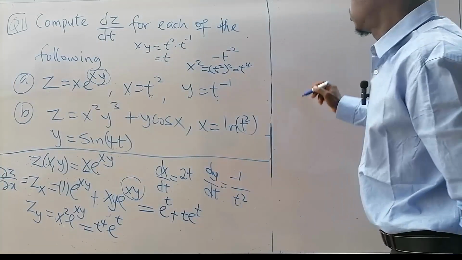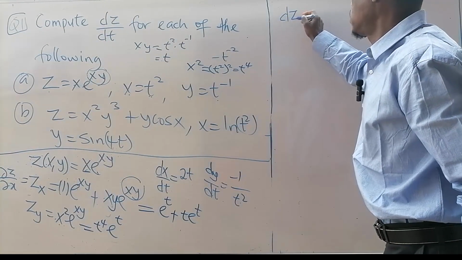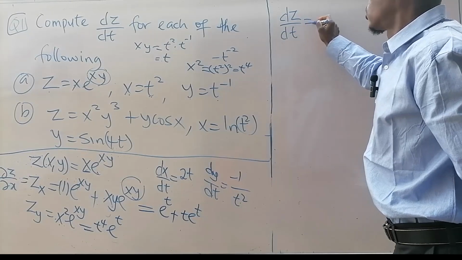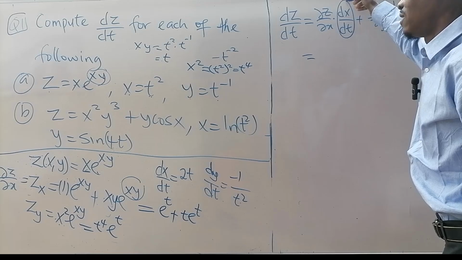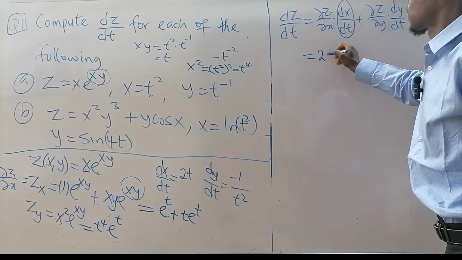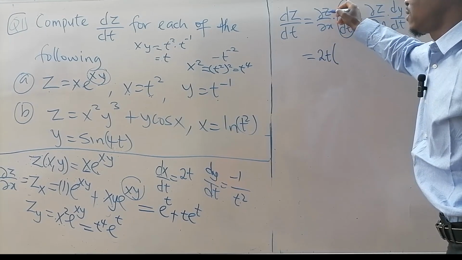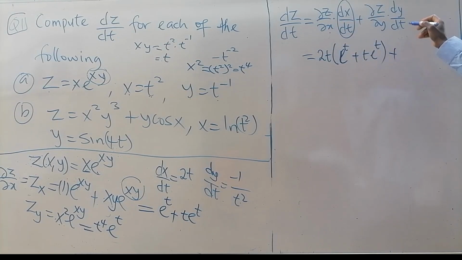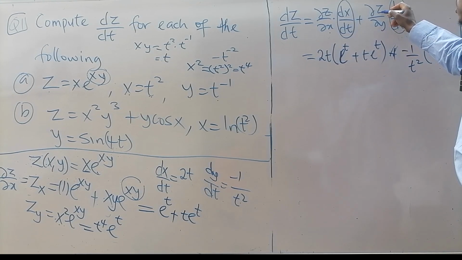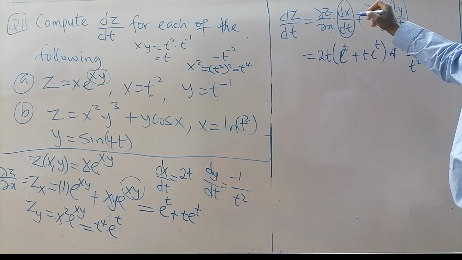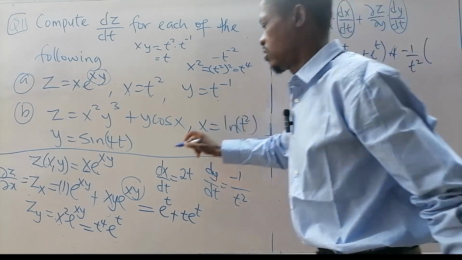So let's do the substitution. Get the formula. The formula will be dz/dt, and that will be equal to, so don't forget, dx/dt, that's 2t, into brackets dz/dx, then plus this one, dy/dt, that's minus 1 over t squared. So this plus we cancel, into brackets dz/dy. Check that. Okay, so this is your dz/dy.